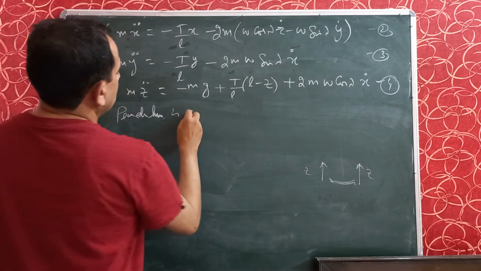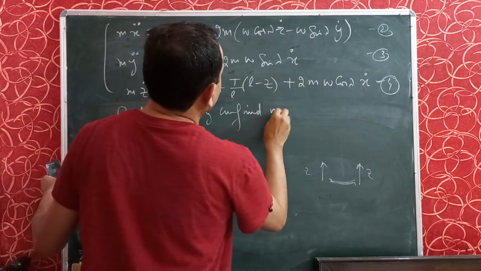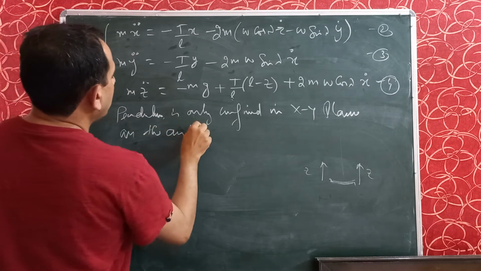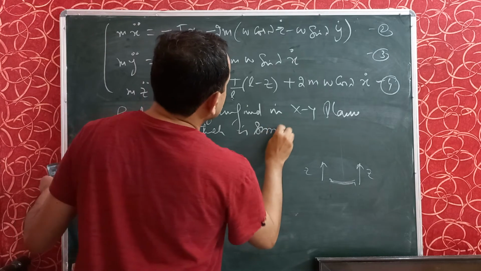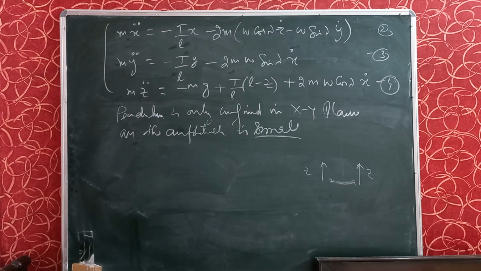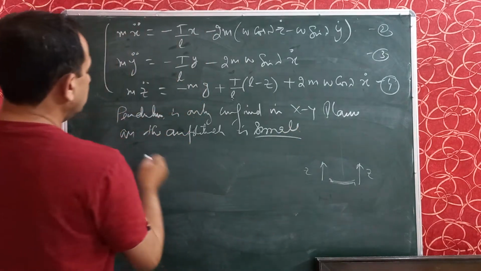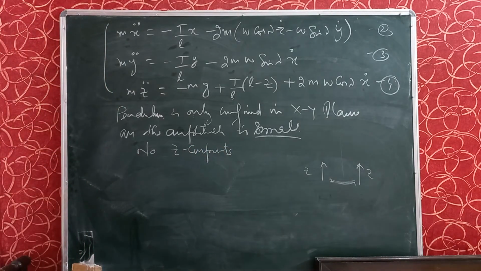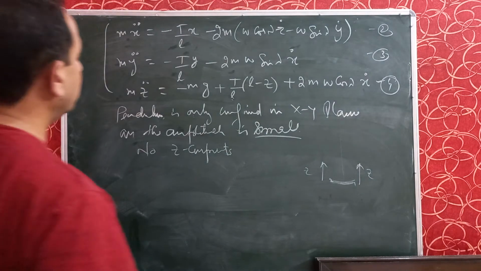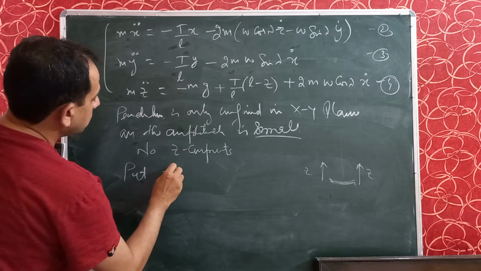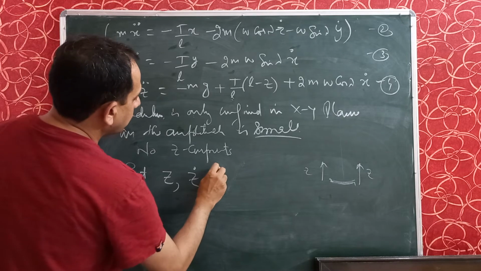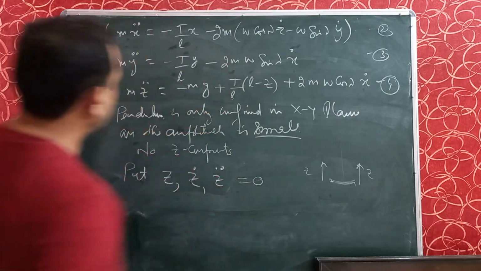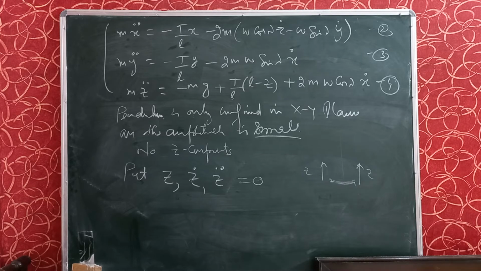So the pendulum is only confined in the xy plane as the amplitude of the pendulum is small. Amplitude is very small. That's why there is no z component. Means z component should not be there, or it will have the value 0 or very close to 0. So put z dot, its derivative, and z double dot, in all forms of z, z dot, z double dot, the value of all these z terms must be 0.